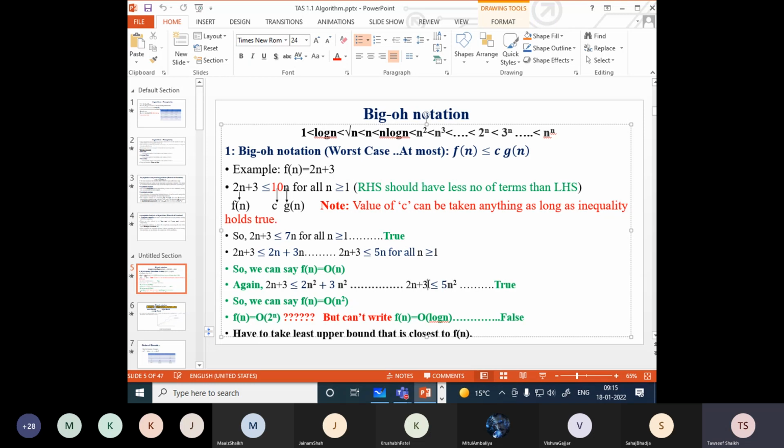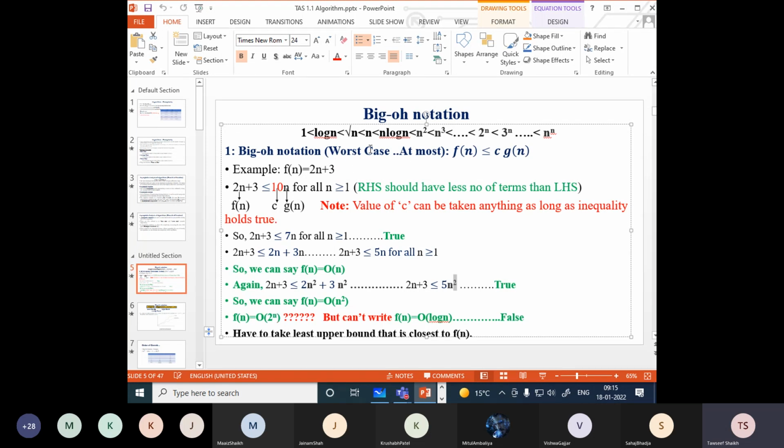So 2n plus 3 will become our f of n, 5 will become our c, and n square will become our g of n. So we can say f of n is also big O of n square. This is also true. Similarly, f of n is big O of 2 power n also.